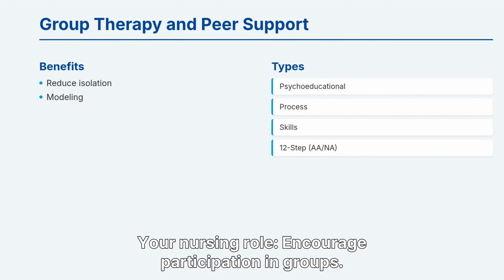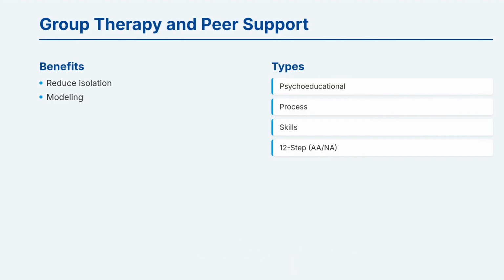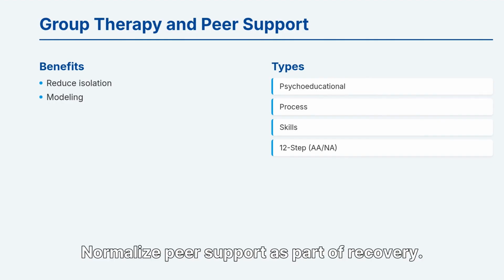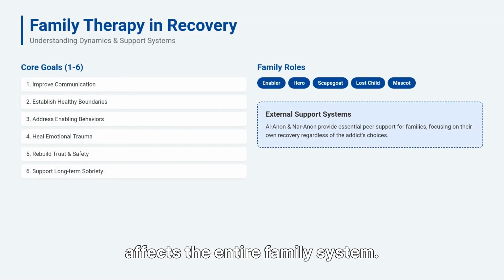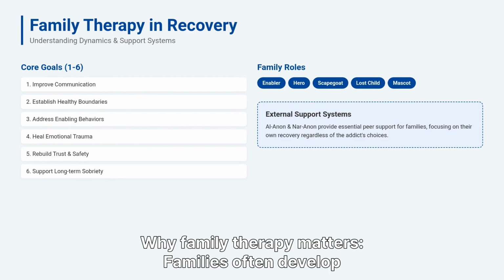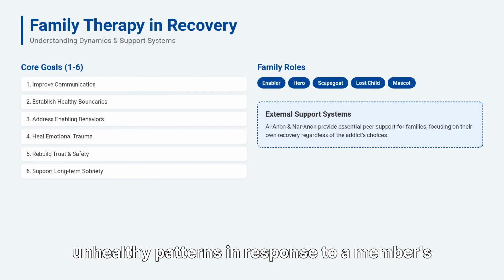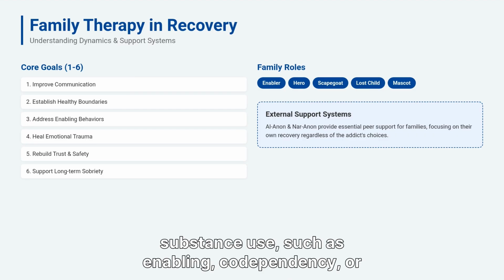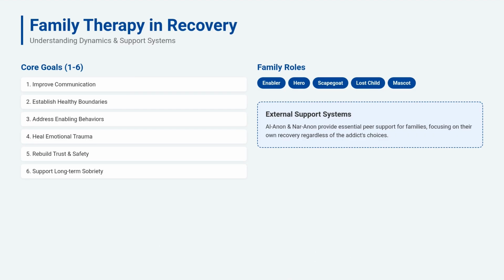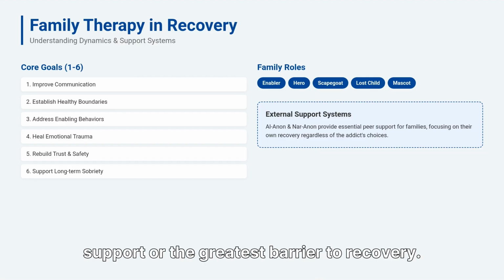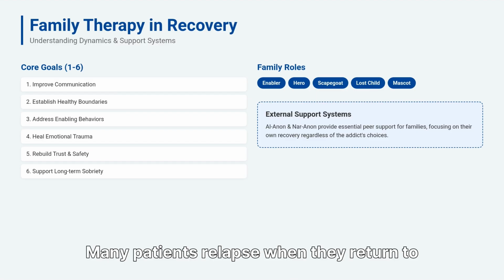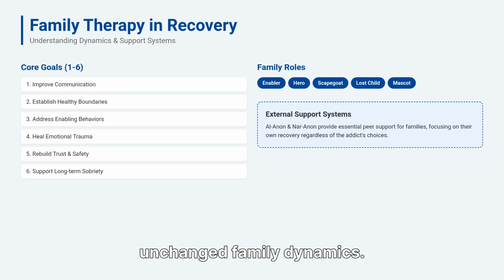Your nursing role: encourage participation in groups. Help patients find meetings in their area. Normalize peer support as part of recovery. Family therapy addresses the reality that addiction affects the entire family system. Why family therapy matters: families often develop unhealthy patterns in response to a member's substance use, such as enabling, codependency, or emotional cutoff. The family can be the patient's greatest support or the greatest barrier to recovery. Many patients relapse when they return to unchanged family dynamics.